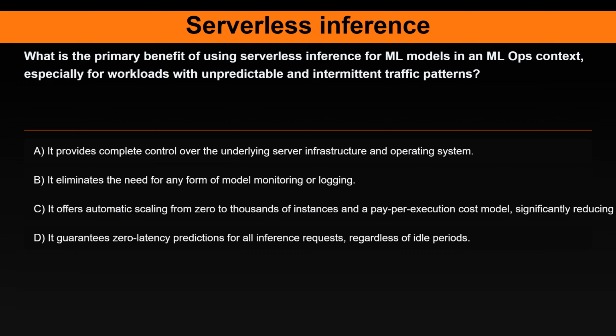Question 10. What is the primary benefit of using serverless inference for ML models in an MLOps context, especially for workloads with unpredictable and intermittent traffic patterns? Option A. It provides complete control over the underlying server infrastructure and operating system. Option B. It eliminates the need for any form of model monitoring or logging. Option C. It offers automatic scaling from 0 to thousands of instances and a pay-per-execution cost model, significantly reducing operational overhead. Option D. It guarantees zero latency predictions for all inference requests, regardless of idle periods.